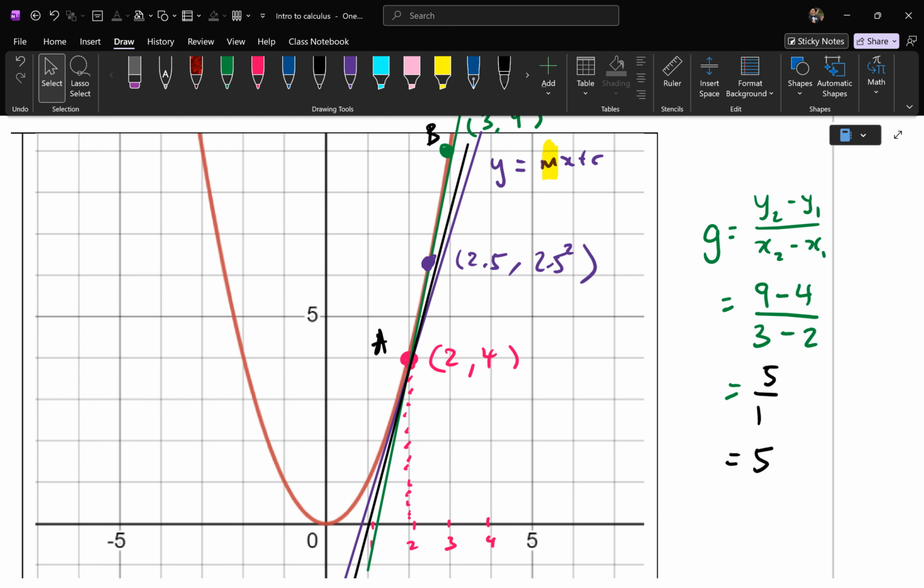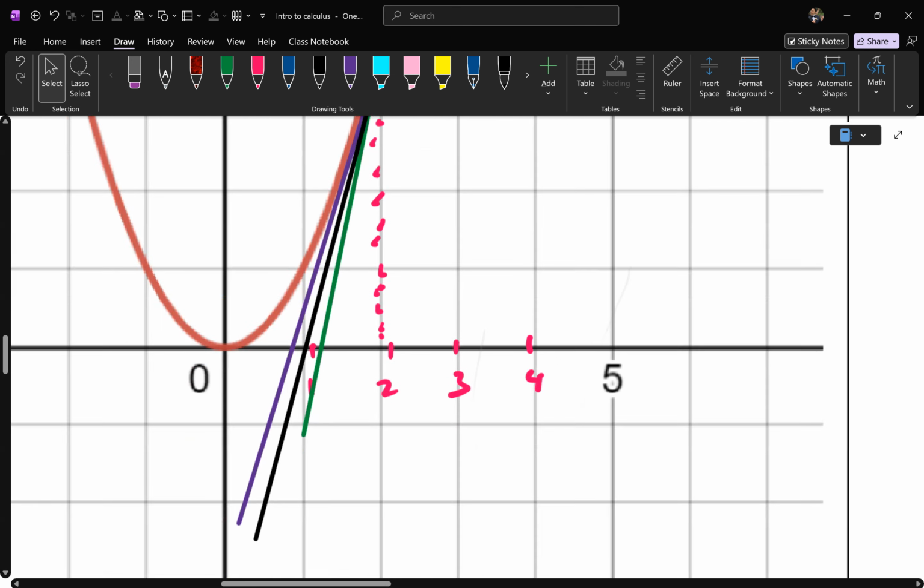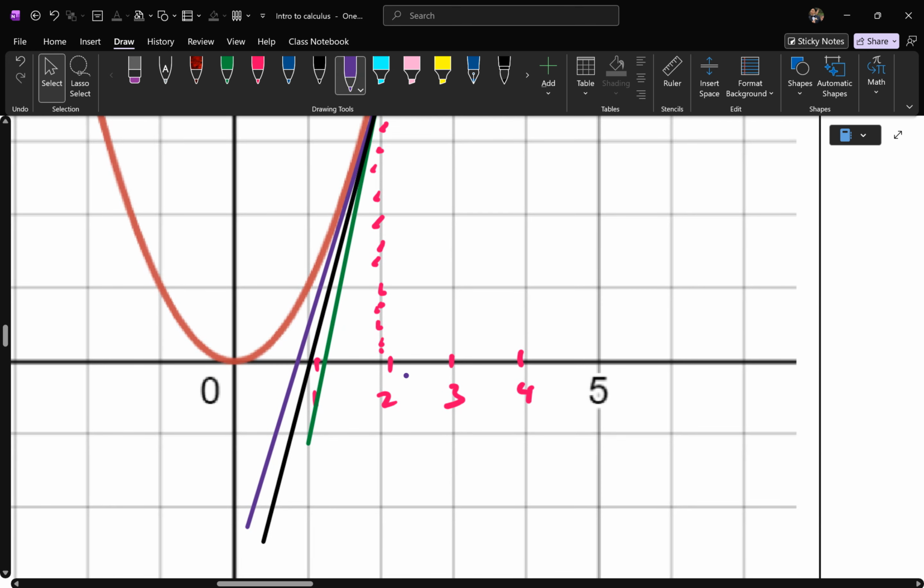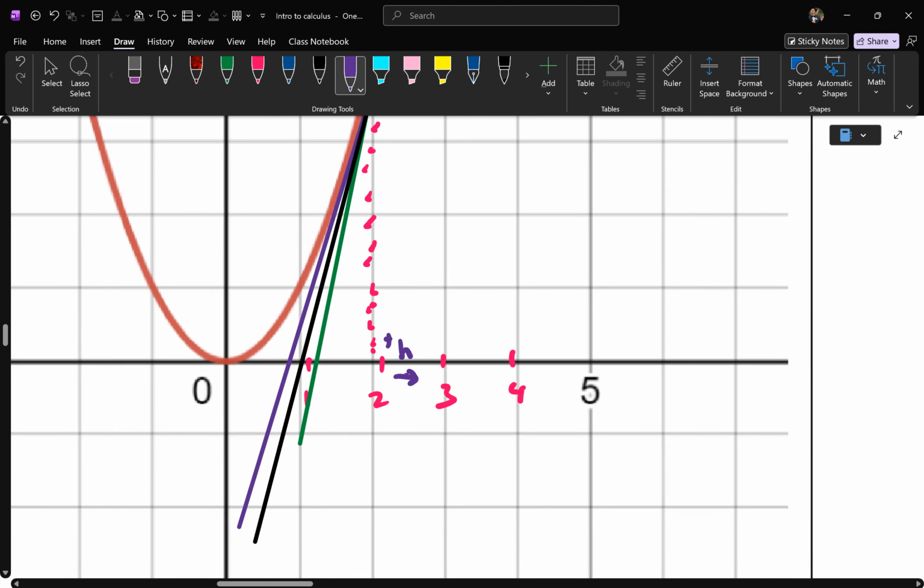So it gets flatter and flatter and flatter. It gets closer to the purple line. So the smaller the distance from 2, and that h value that you add on extra. See, if I did 0.1, 2 plus 0.1 gives you 2.1.